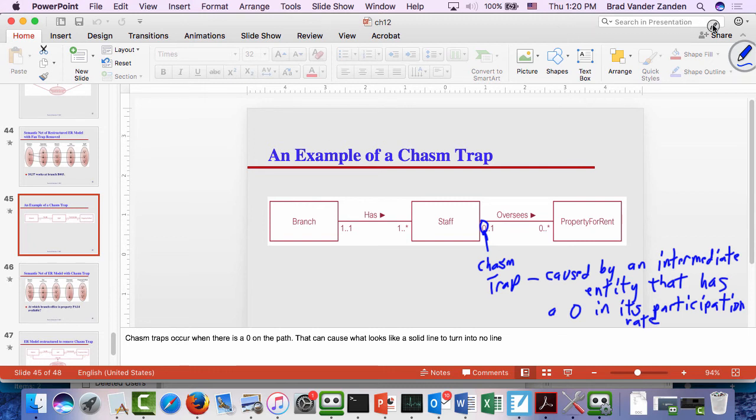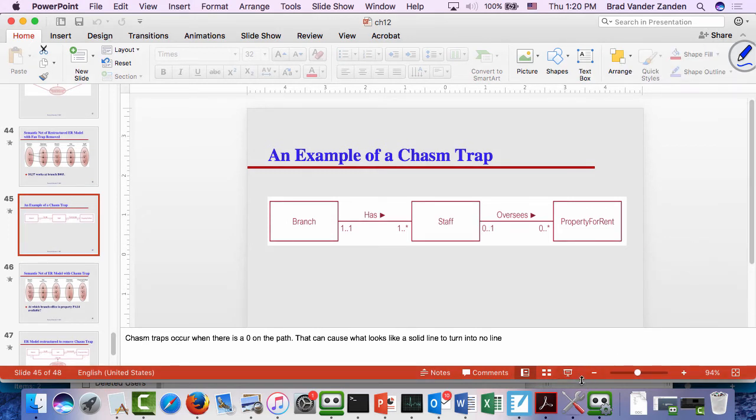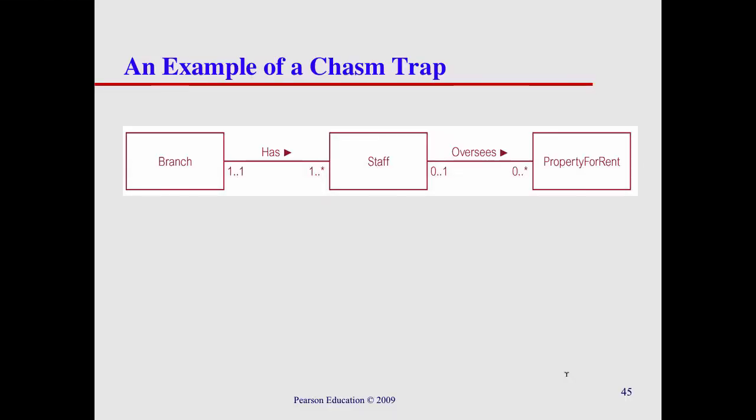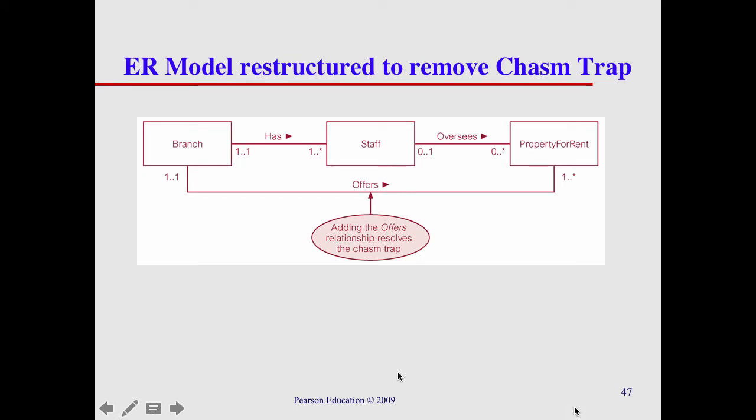So the solution is to add an additional edge to your ER diagram. So in this case, we put a direct edge from branch to property for rent. And now we say that the branch offers one or more properties for rent. And every property for rent would have both a staff number and a branch number in it. Okay, now, this solution, the fan trap introduces no problems with its solution. This chasm trap, though, by solving one problem, creates another problem.